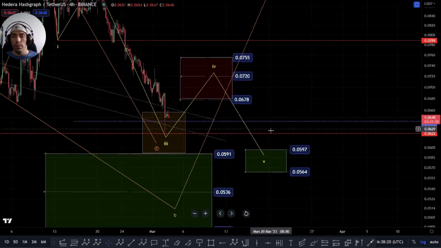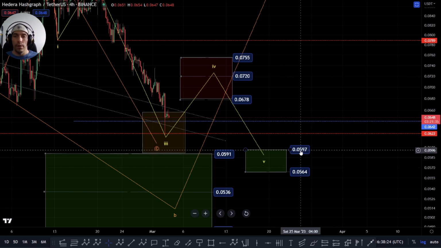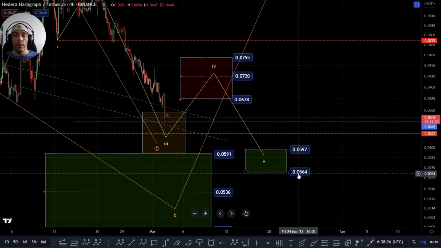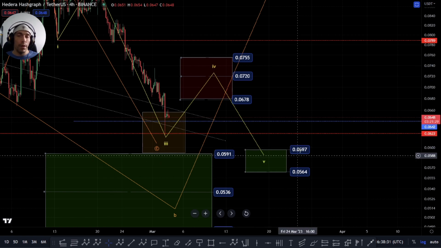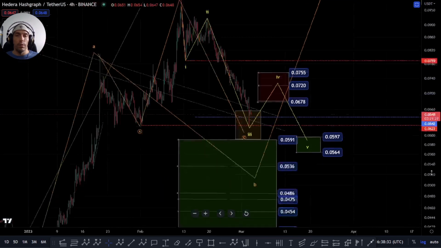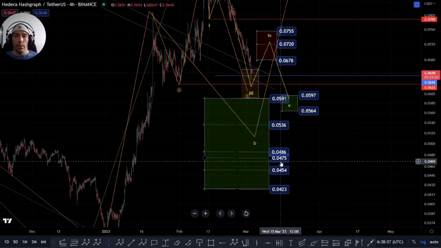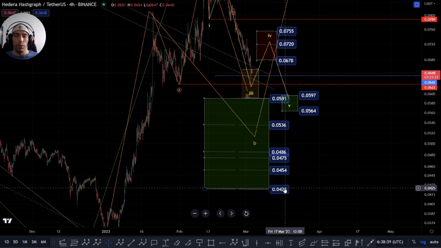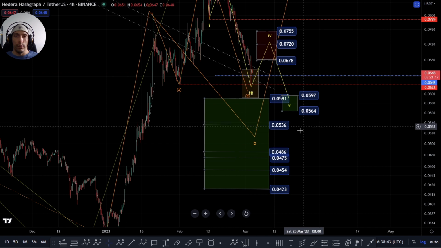So if we do move up to that 0.382, the zone that I'm looking for would be this 0.05797 to this 0.0564. If we do move down into that area, that would be the target we are looking for. So ideally, our target range is this 0.0591 all the way down to this 0.0423. So this whole range here is somewhere we could look to visit.